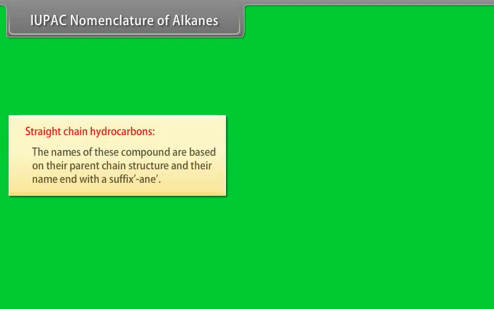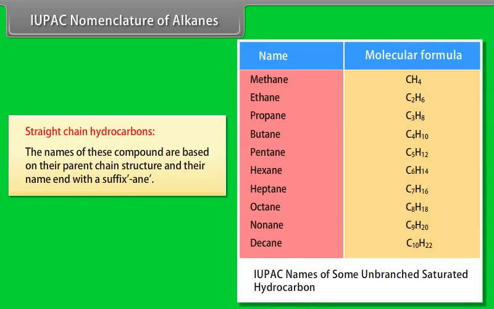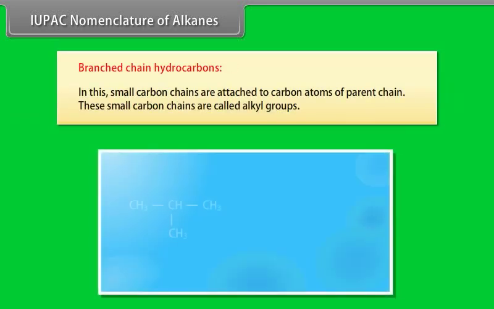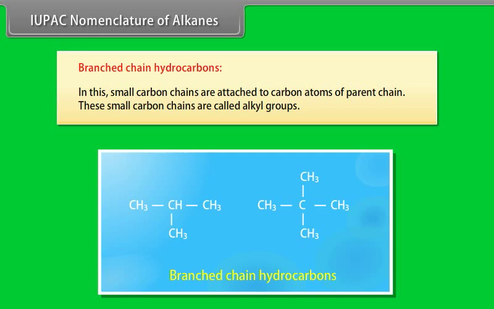IUPAC nomenclature of alkanes. Straight-chain hydrocarbons. The names of these compounds are based on their parent chain structure, and their name ends with the suffix -ane. Branched chain hydrocarbons. In these, small carbon chains are attached to carbon atoms of the parent chain. These small carbon chains are called alkyl groups.